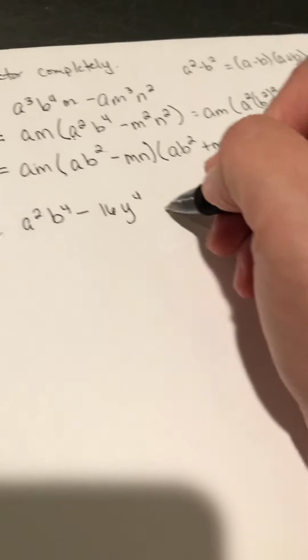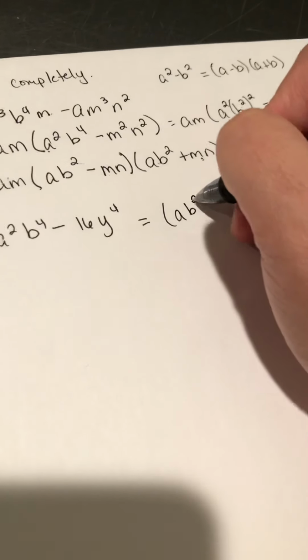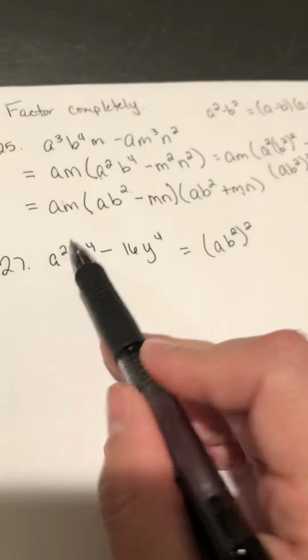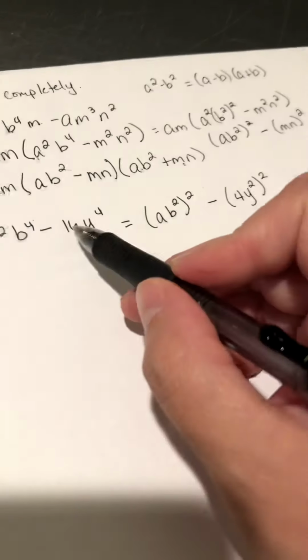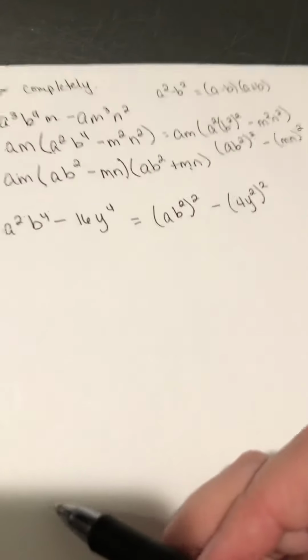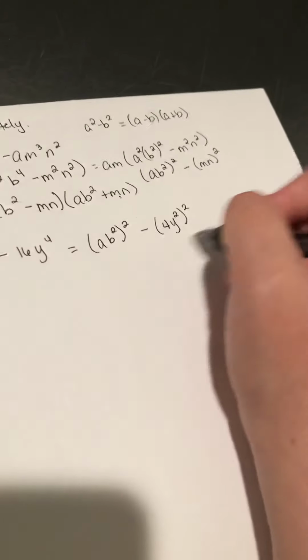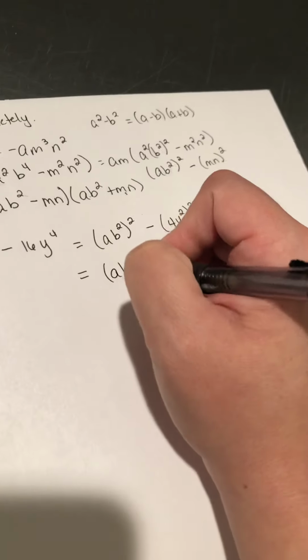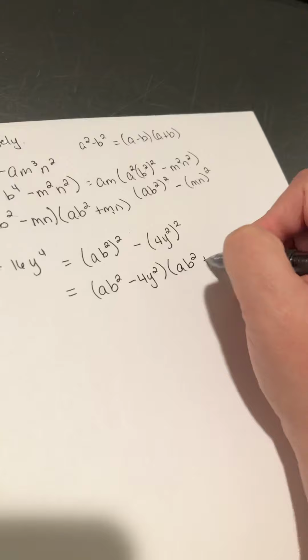So if it helps you to see it, this is ab squared squared. That first term, because it's a squared, so there's a squared. B to the 4th is b squared squared, b to the 4th. Minus the square root of 16 is 4, and then you've got y to the 4th, so y squared squared. So 4 squared is 16, and y squared squared is y to the 4th. So it might make it simpler if you write it that way, because now again I'm using this formula. I'm plugging this in for a and this in for b. So I've got ab squared minus 4y squared times ab squared plus 4y squared.